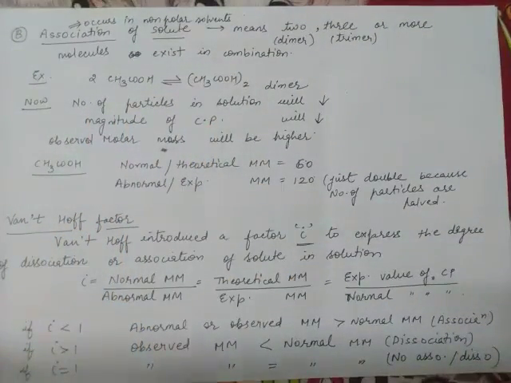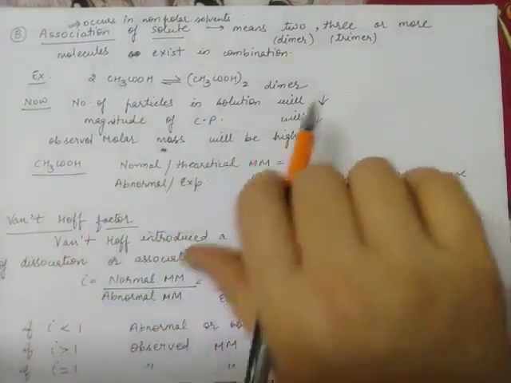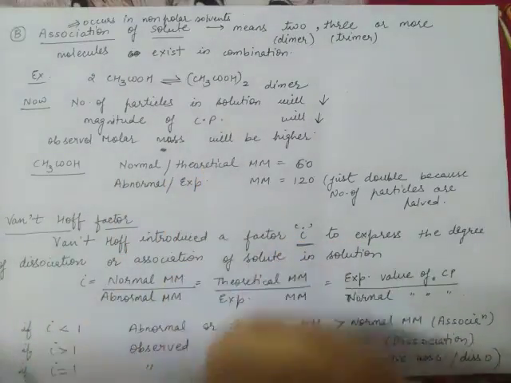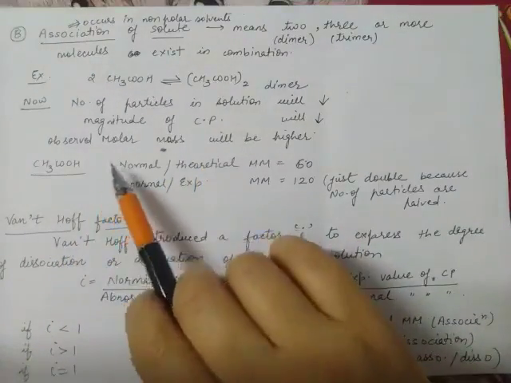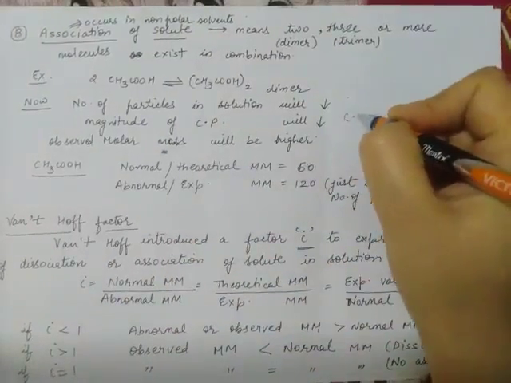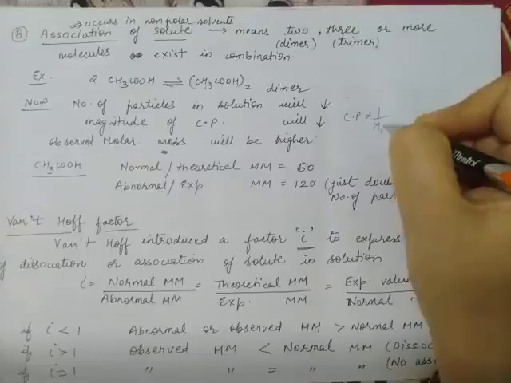Now what will happen? The number of particles will decrease. Suppose you have taken 100 molecules of acetic acid. So the resultant will be 50 only. So the number of particles will decrease. If the number of particles decreases, the magnitude of the colligative property will also decrease, and the observed molar mass will be more, because colligative property is inversely related to the value of molar mass.